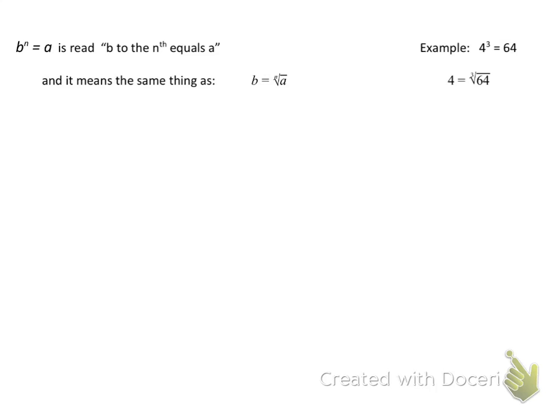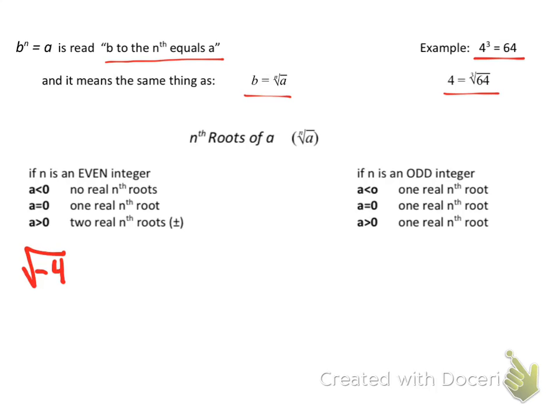So for example, if we have 4 to the third equals 64, that means the same thing as 4 is the cube root of 64. There are various properties to remember about taking roots, and one of them depends on whether we're dealing with an even root or an odd root.